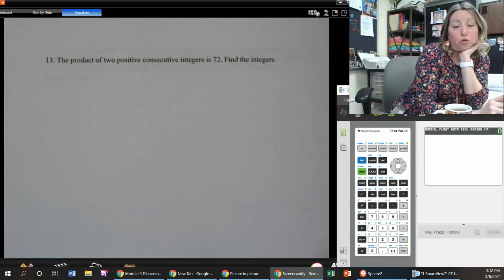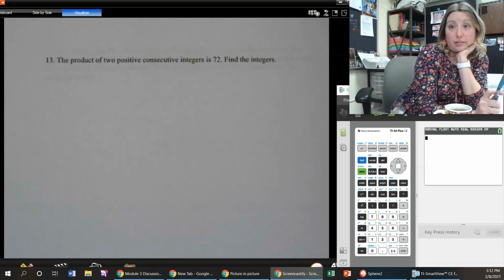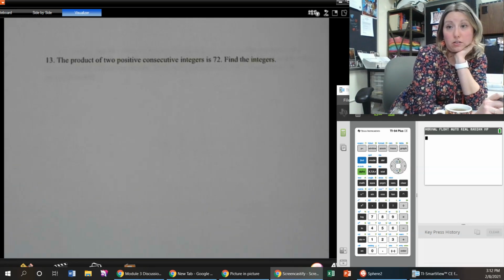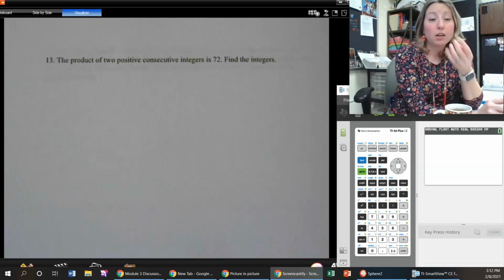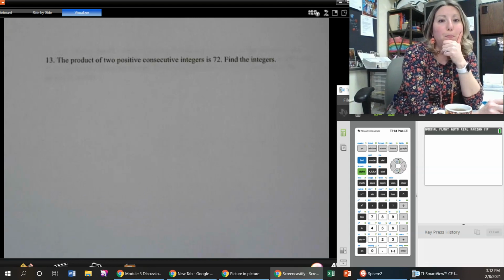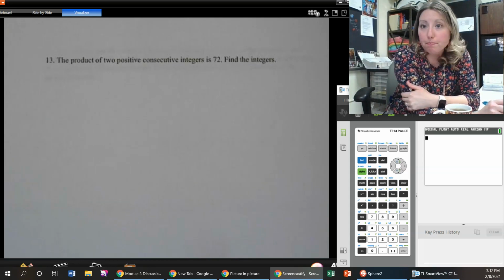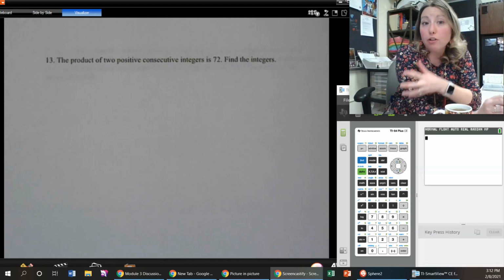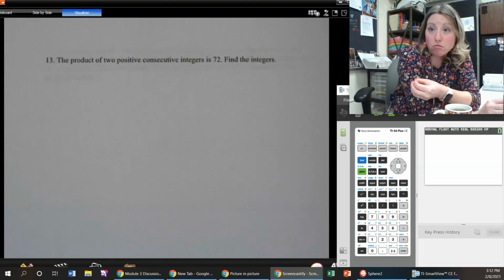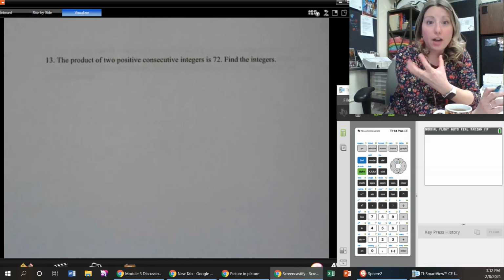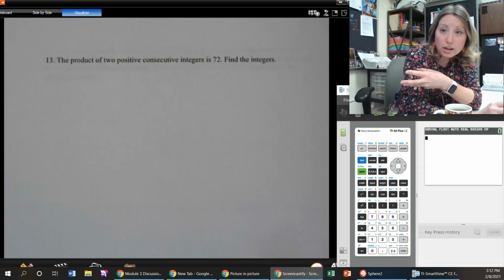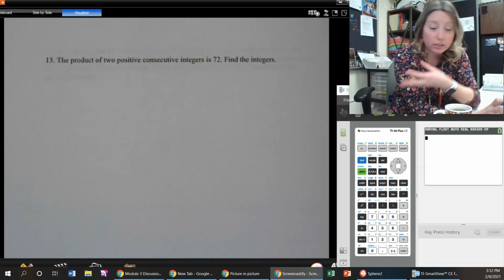The product of two positive consecutive integers is 72. Find the integers. My guess is that some of you know the answer to this before I've even started. I know the answer to this before I've started. It's 8 and 9. But I've got to algebraically prove that. Okay? So only an algebraic response will be acceptable. So I've got to set up let statements. I've got to set up an equation. I've got to solve that equation. I've got to reject a negative answer.